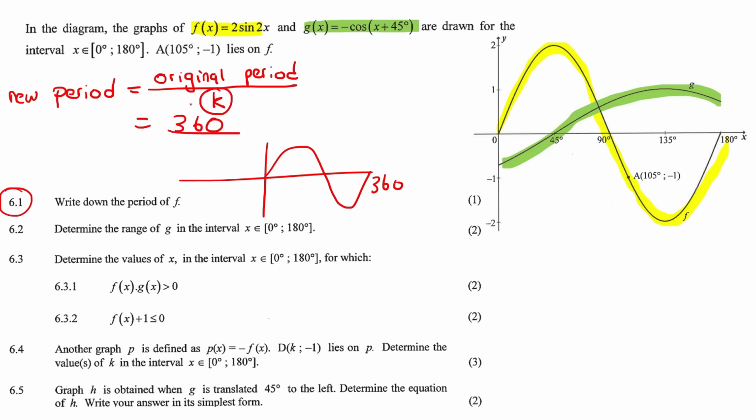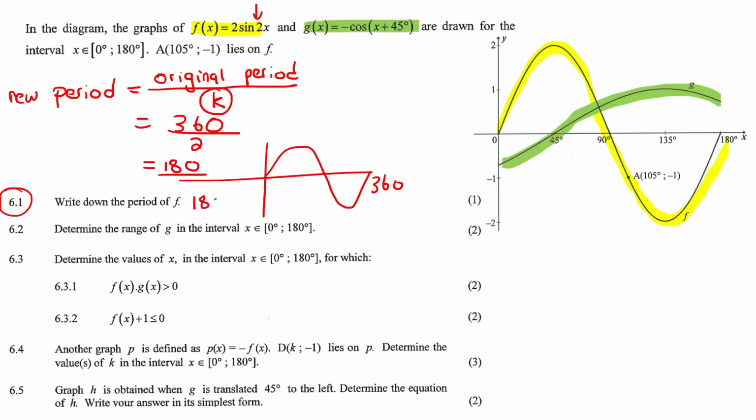Now your k value is the one in front of x, which is a 2. And so that's going to be 180. What that means is that this graph repeats in 180. You could have actually seen it over here. See how it completes one cycle? Only 180 degrees. So the period is 180.